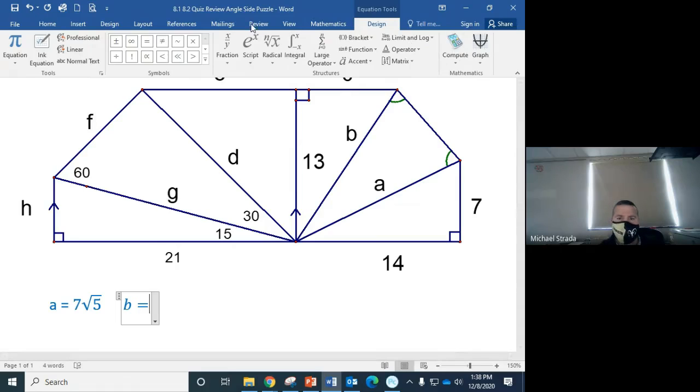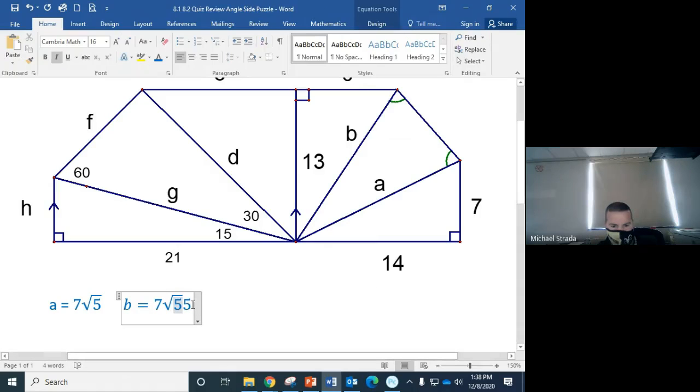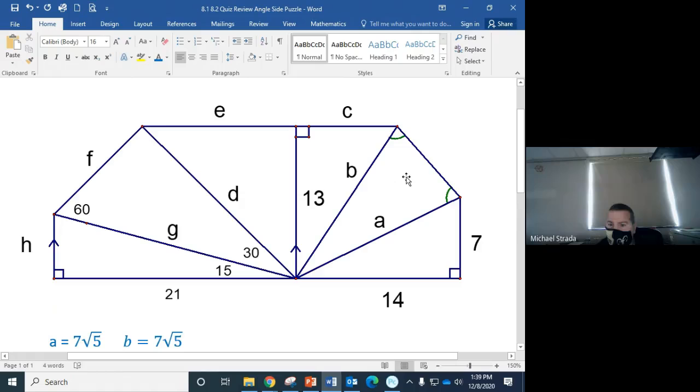B is also 7 root 5. Everybody okay with that? Yes, no, don't understand? Close, it's isosceles. So these two angles are congruent, so these two sides are congruent. All right, if it was equilateral, they would give you that, all three angles, or they'd give you the 60 degrees. But the right idea is just the wrong type of triangle. So 7 root 5. Everybody else good with that?